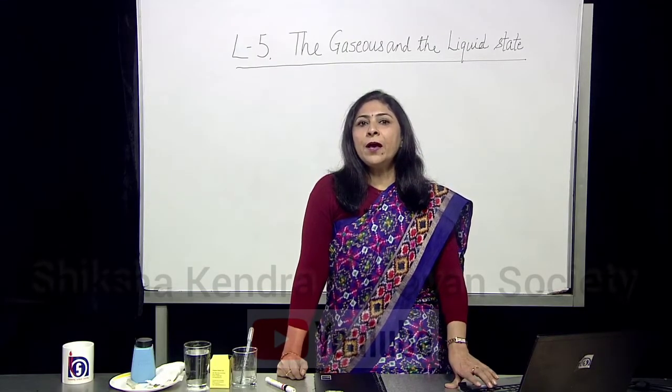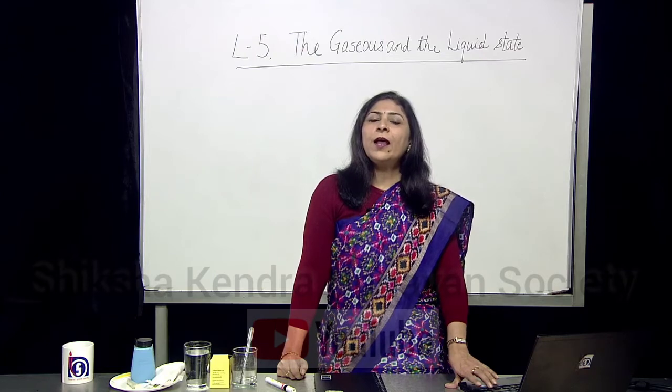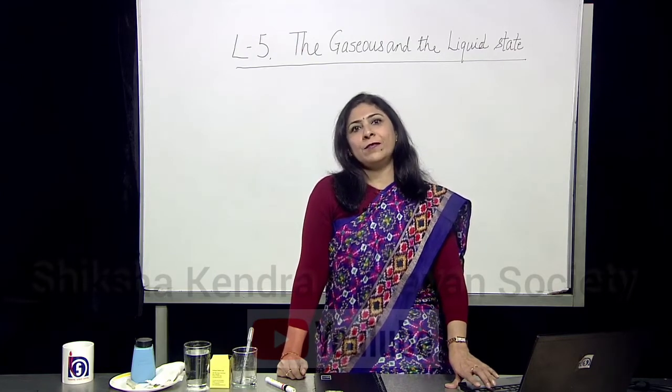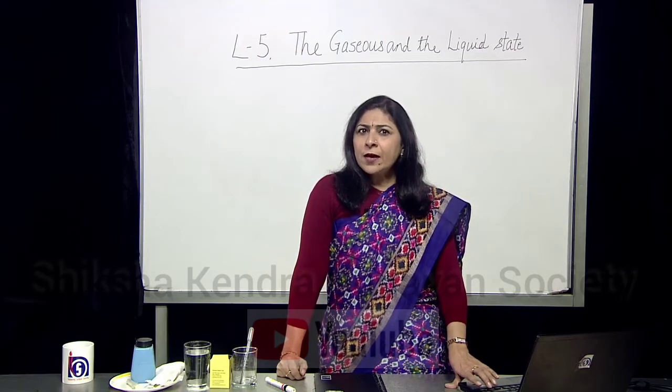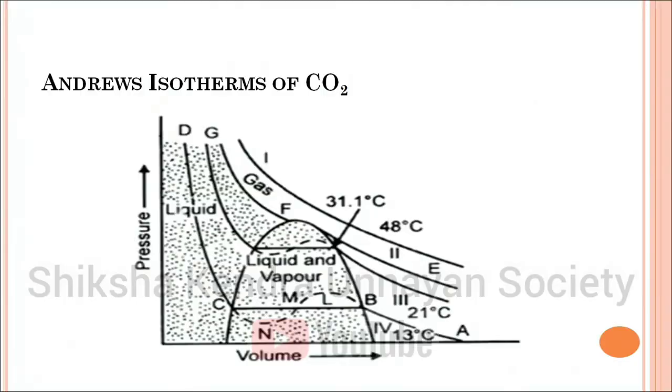It means carbon dioxide can be liquefied at 31.4 degrees Celsius. Now, let's check this again and try to understand it. You can see the temperature is 48 degrees Celsius, where carbon dioxide is behaving as an ideal gas. So, the graph is showing it like a gas. So, at 48 degrees Celsius carbon dioxide is like a gas.